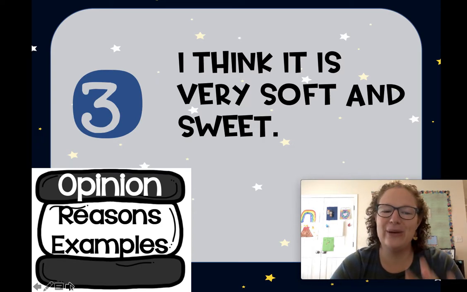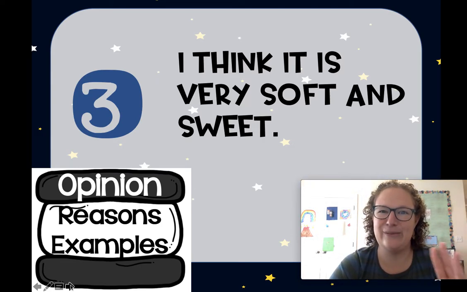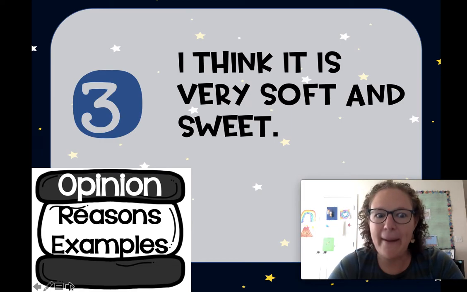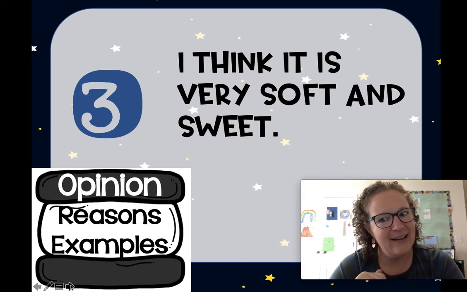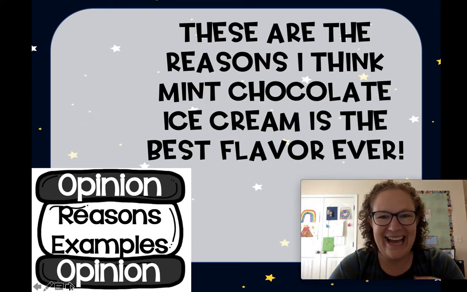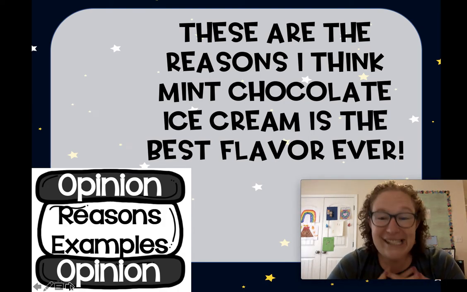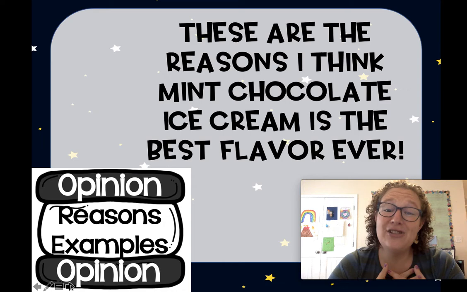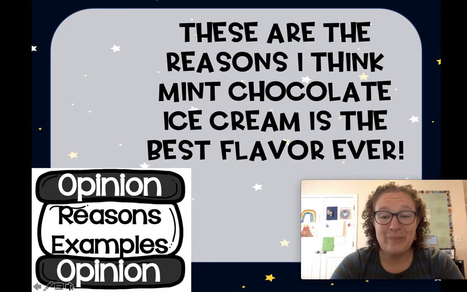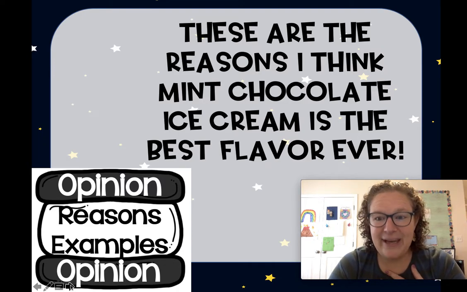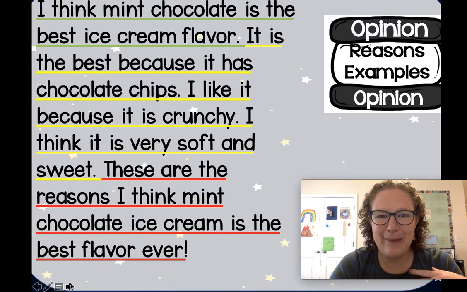So I gave you 3 reasons and examples. That's what we do as great first grade writers. We always want to give 3 reasons or examples. And then, so I gave my opinion, I gave my reasons and examples, and what's that last part again? Opinion again, yes. So my opinion again, my conclusion is, these are the reasons I think mint chocolate ice cream is the best flavor ever. So I gave my opinion again and I just ended up my paper.